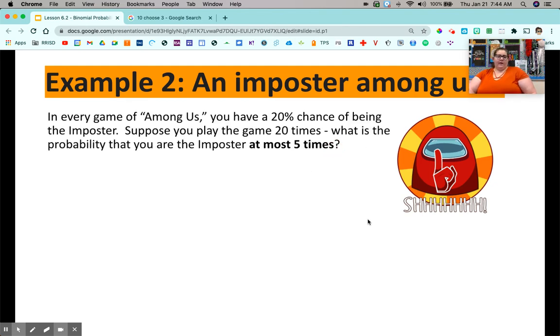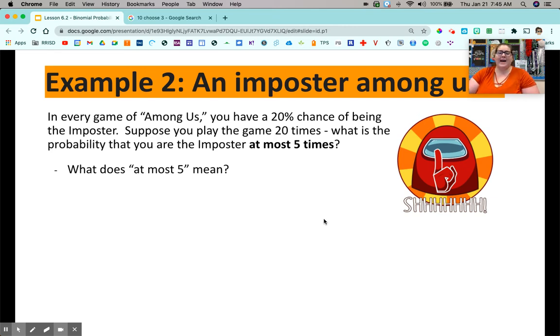So we're going to talk about Among Us again. In every game of Among Us, you have a 20% chance of being the imposter. Suppose you play the game 20 times. What is the probability that you're the imposter at most 5 times? At most 5 times. So firstly, what does at most 5 mean?